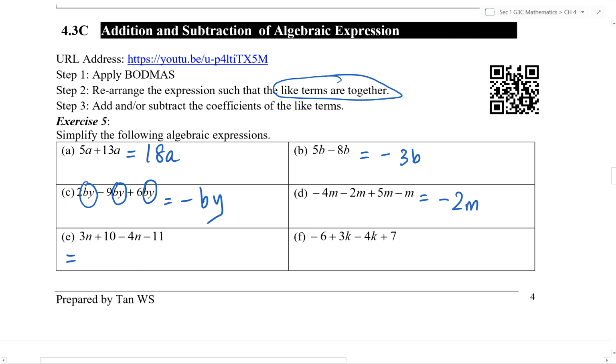Part E. What is the answer? Group all the like terms together, huh? So we can rewrite it this way. 3n minus 4n plus 10 minus 11. This is called grouping and rearranging. I group all the like terms together. So 3n minus 4n, what do we have?